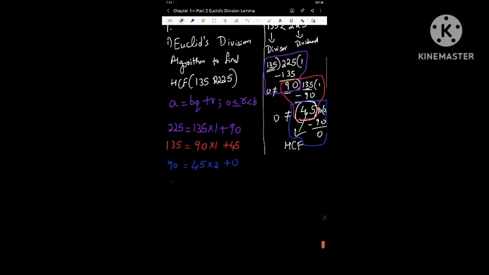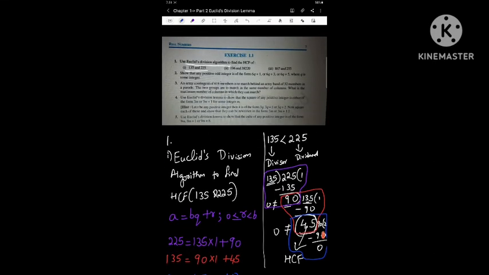And finally what you have to write is HCF of 135 and 225 equals 45. Easy, right? So I hope this was clear to everyone. And next let's see what question we have. So this is done.